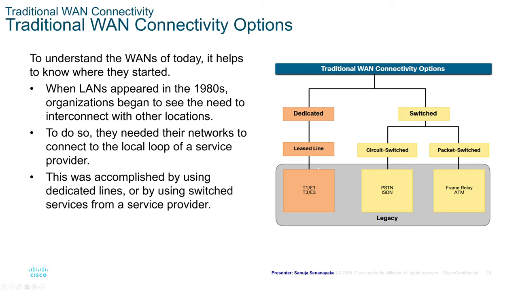So the leased line would be considered as the T1, E1, T3, E3 lines. You have probably heard those terms before. And then the other switch networks are known as ISDN, frame relay, ATM, etc. So those are how the WAN options have traditionally operated.